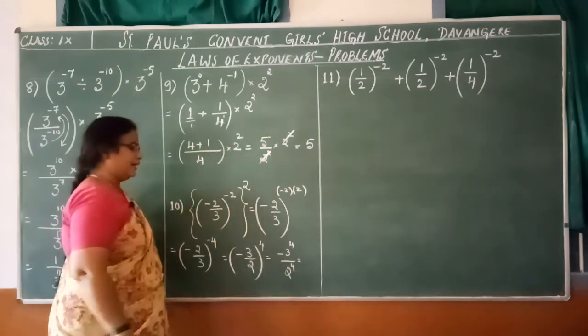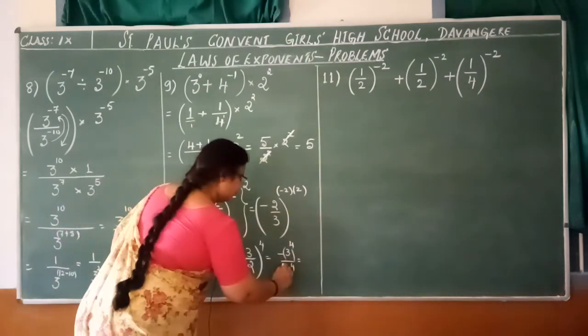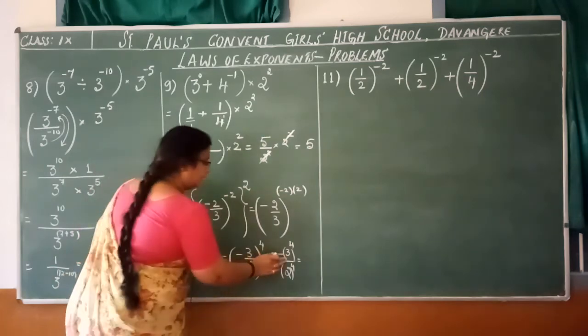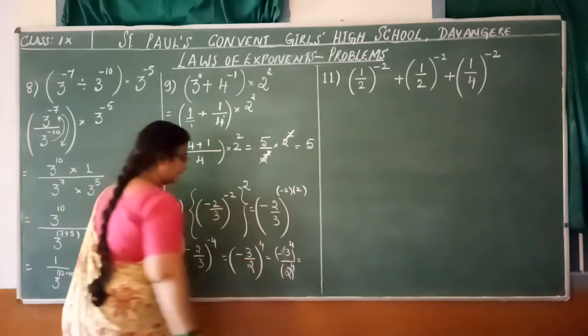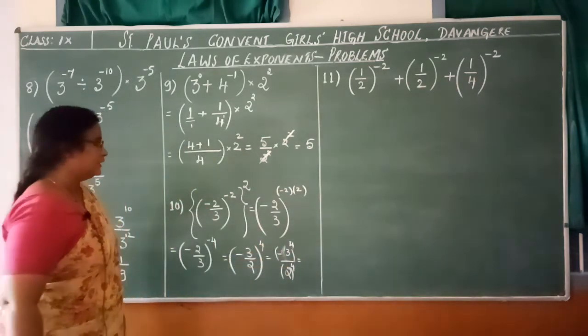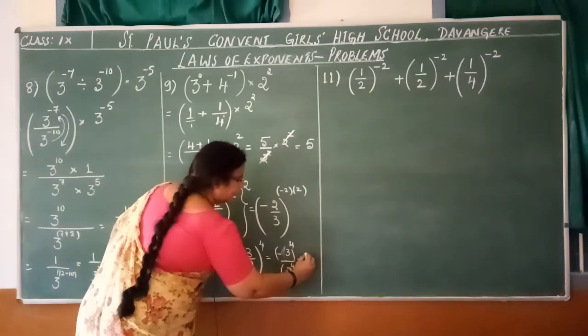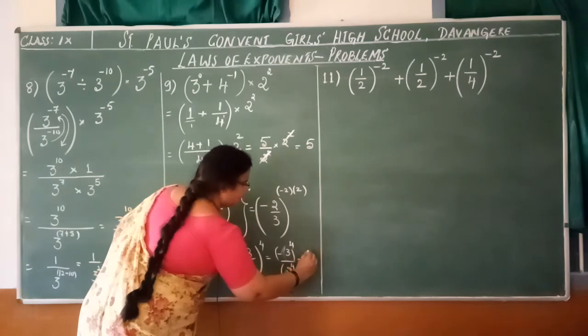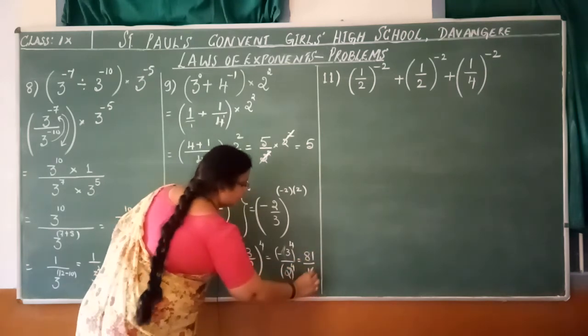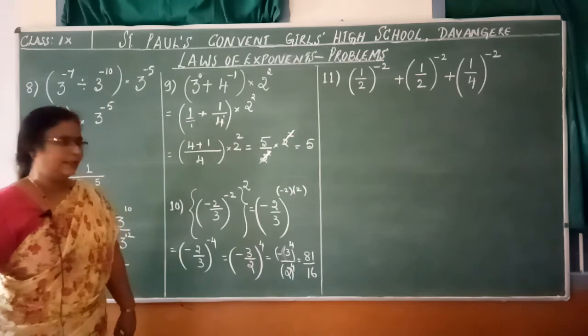Further, you multiply negative to the power of an even index. I said it is always positive. So 9 nines are 81, by 4 fours are 16. This way you get the answer.